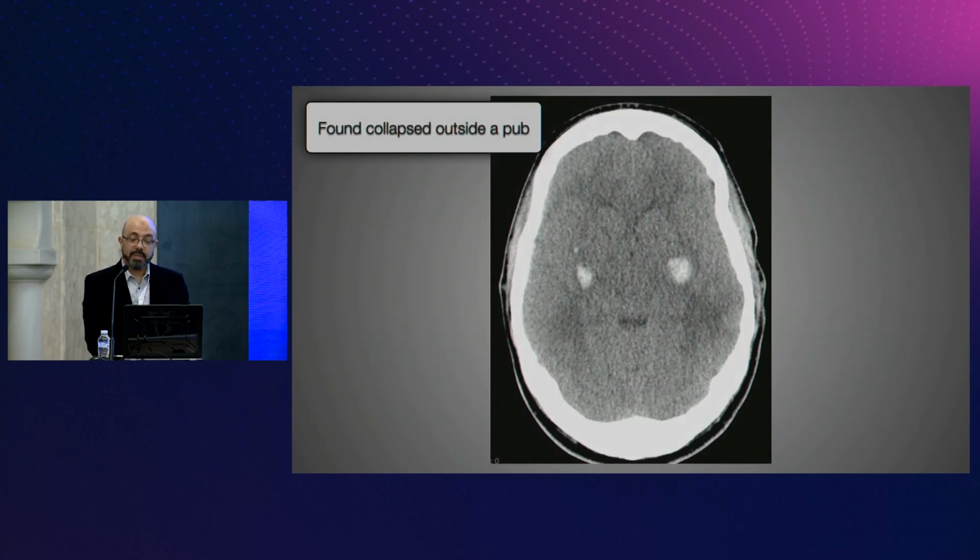Patient found collapsed outside a pub. This was a young man. What's wrong here? We have bilateral basal ganglia bleeds, right? What's the most common cause of basal ganglia bleed?